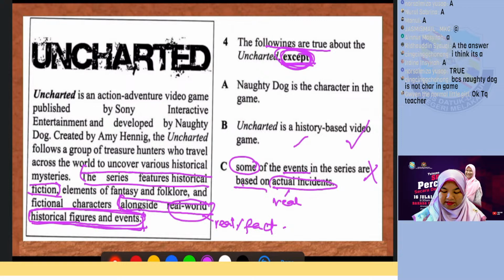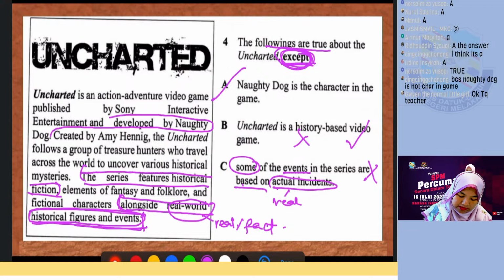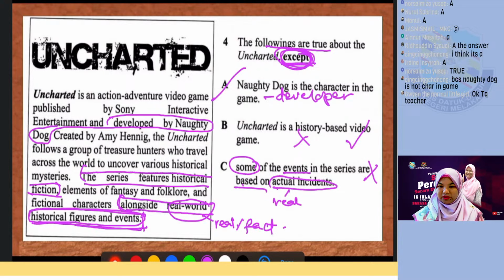The correct answer here is A. Naughty Dog is the character in the game. In the text it stated developed by Naughty Dog. Naughty Dog is the developer, not the character. So the correct answer is A. Well done everyone. Good job. Congratulations.